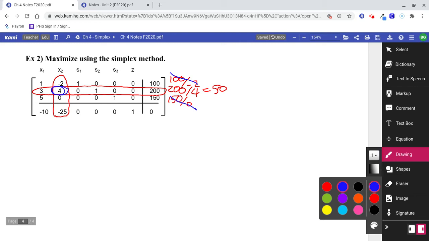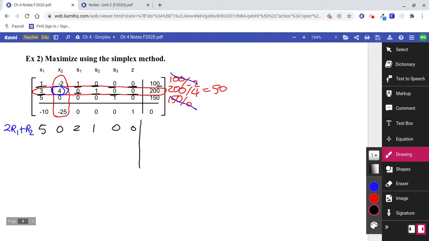So we can say, 2 row 1s plus row 2. So 2 of these plus this is 5. 2 of these plus 4, that's 0. That was the whole point. 2 of these plus this is 2. 2 of these plus this is 1. 2 of these plus this is 0. 2 of these plus this is 0. Bar. 2 of these plus this is 400. The pivot row can just stay the same, so leave it alone. You get a 3, a 4, 0, 1, 0, 0, 200.